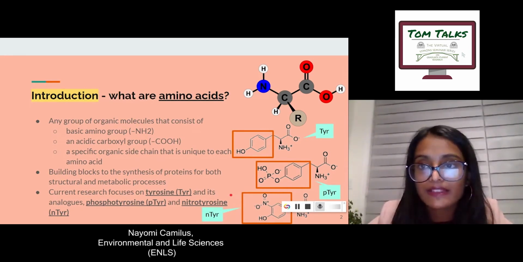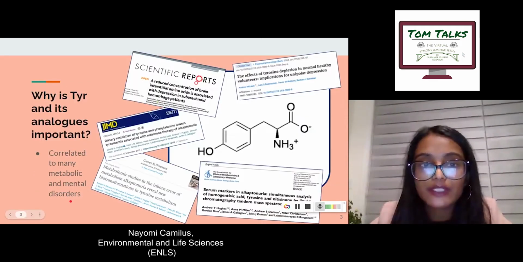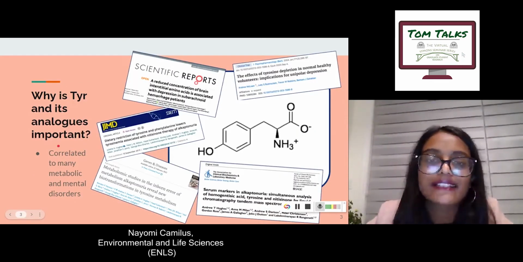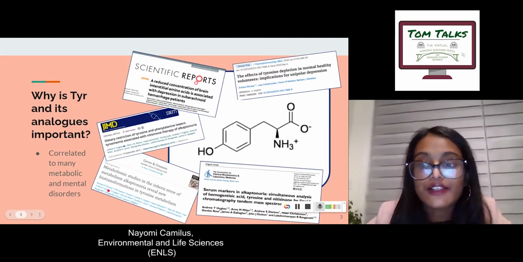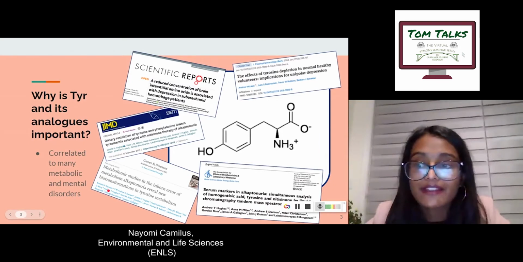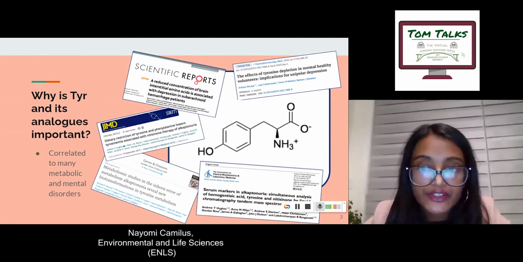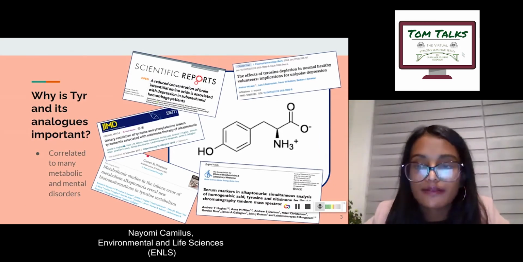And here we see the basic structure of an amino acid containing a basic amino group, a carboxylic group, and then the R, which is the specific organic side chain that is unique to each amino acid. So now moving forward, we're going to be looking at why tyrosine and its analogs are important. As you can see here, tyrosine is correlated with many metabolic and mental disorders. These disorders are a result of an imbalance of tyrosine in the body.